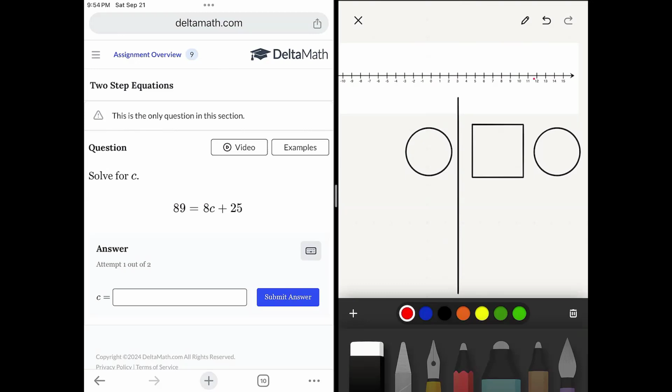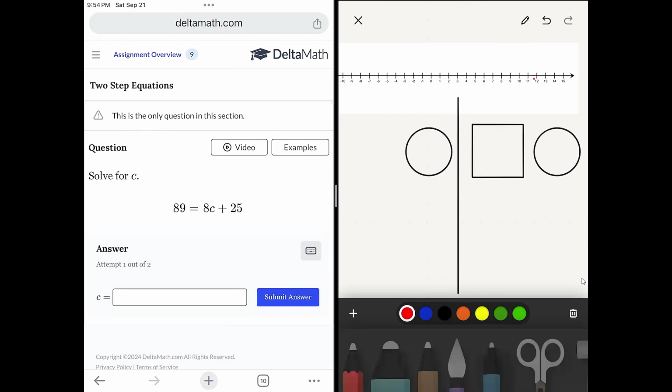I also want to show you why I like to teach this to kids who struggle with algebra, because I think it's more intuitive. All right, so this equation is 89 equals 8c plus 25, and they want us to solve for c. So first thing you're going to do is box and circle everything up. In this case, we are going to put 89 in the circle.